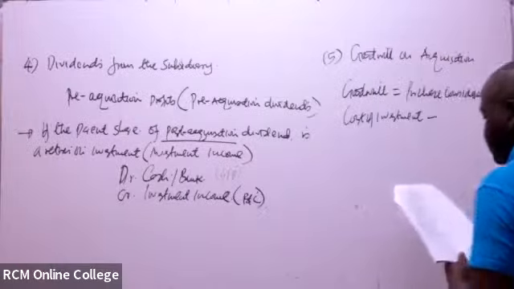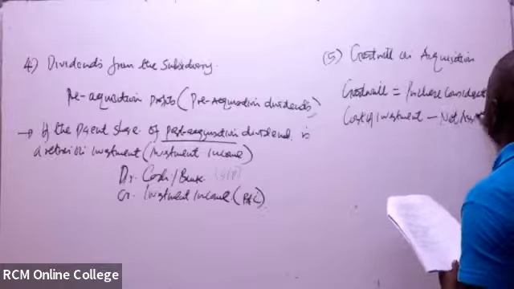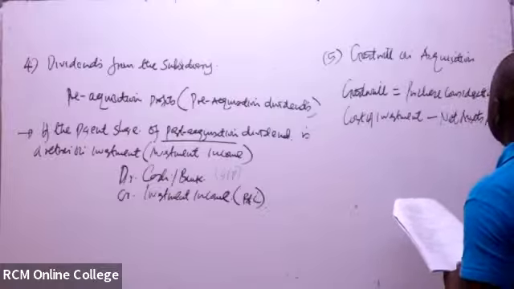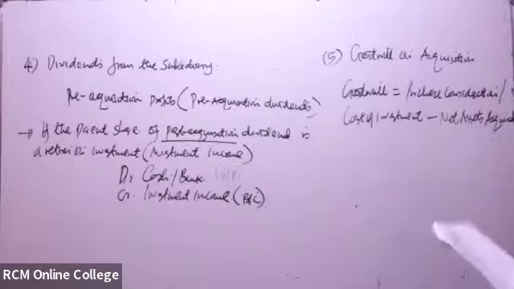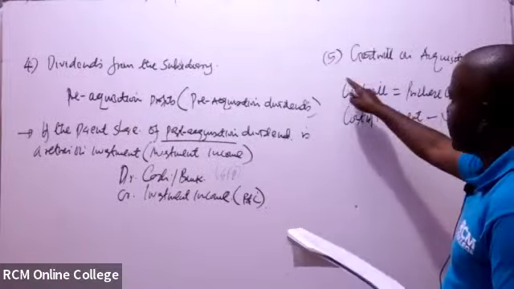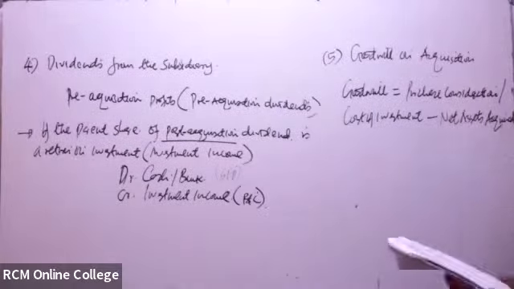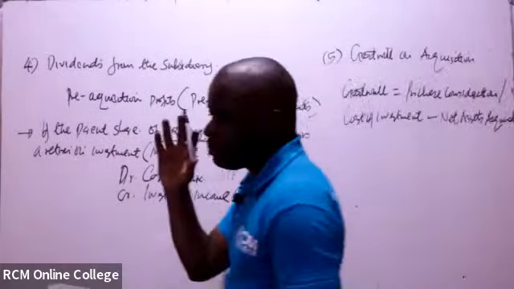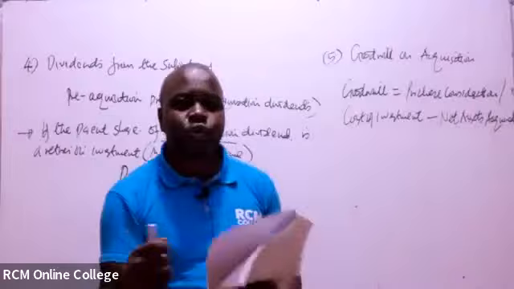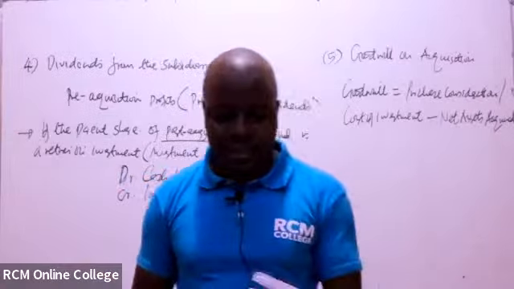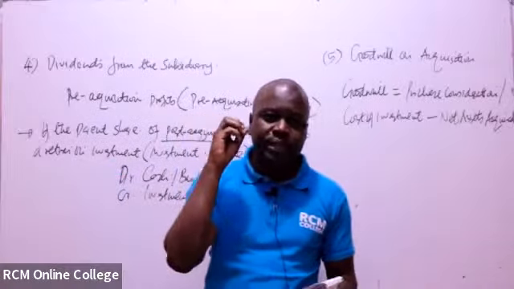you deduct, in this case, what? The net assets acquired. This is the general formula. You are basically taking the cost of investment that is appearing in the holding company, and you deduct the net assets acquired in the subsidiary. The net assets basically is the equity part of the subsidiary, or you can say total assets minus total liabilities. You are basically taking the equity part.